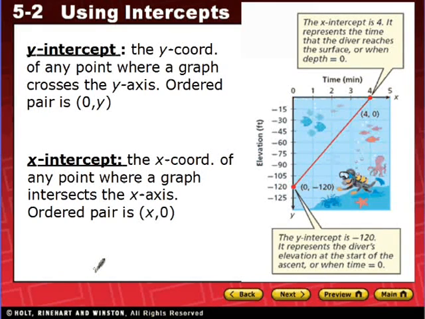The ordered pair will be 0, comma, y. So we know that the x-coordinate is 0. The y-coordinate could be anything. And the x-coordinate has to be 0 because it's got to be somewhere along that y-axis. It can't be on either side of it. The x-intercept is the x-coordinate of the point where the graph crosses the x-axis. And its ordered pair will be some number plugged in for x, comma, 0, meaning it's not anywhere above or below. It's just right there on the x-axis.